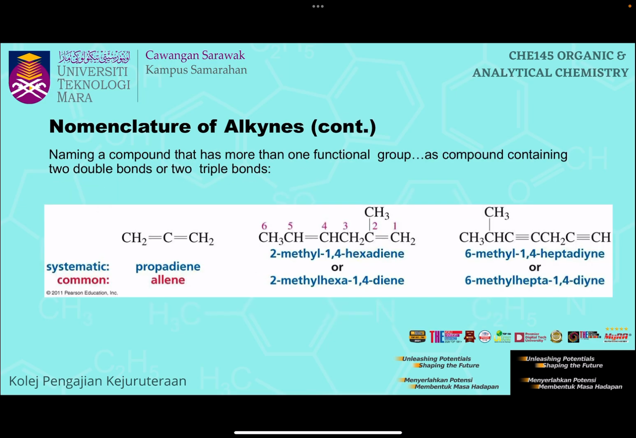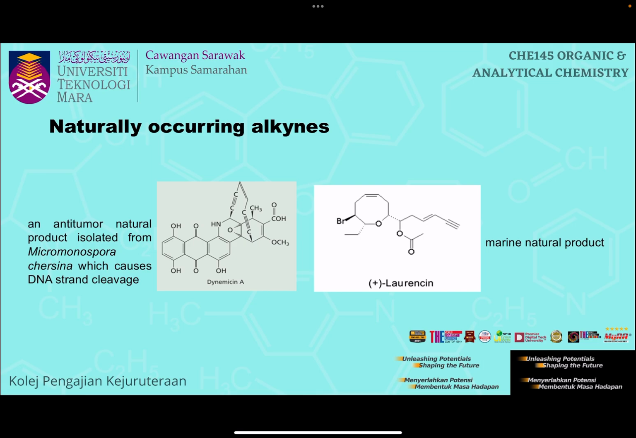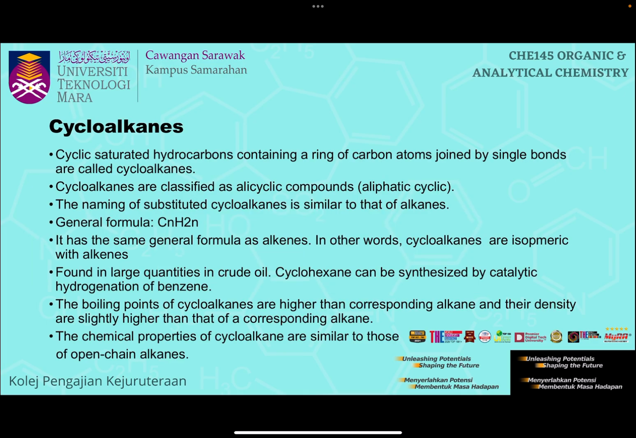Naming a compound that has more than one functional group. Okay, so a compound containing 2 double bonds or 2 triple bonds, same, you have to put in diene or diyne. Okay, here you have to put a diyne because there are 2 triple bonds. Then at which carbon number? Carbon 1, 2, 3, 4. So 1 and 4. Then only we look at the methyl group. Okay. So naturally occurring alkynes are like these, okay, these are naturally occurring alkynes.